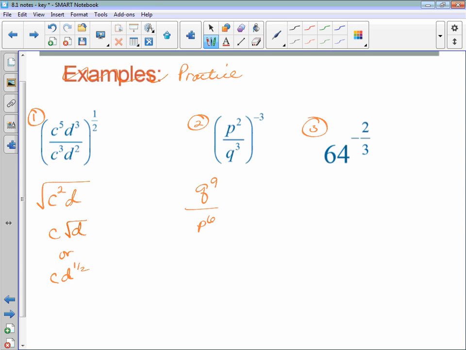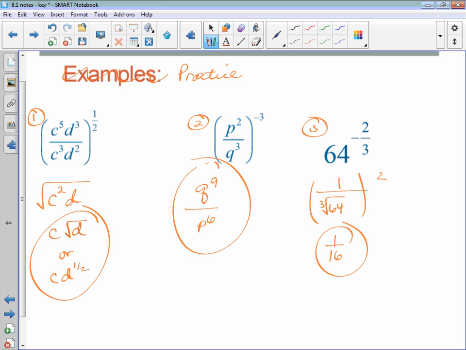The last one, this means 1 over the cube root of 64 squared. Well, what's the cube root of 64? 4, squared. So it is 1 over 16 is your answer for that one. How do we do? Good, okay.